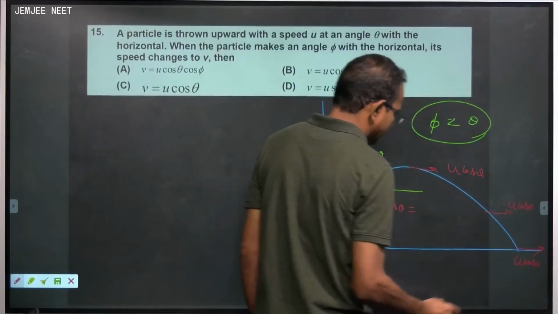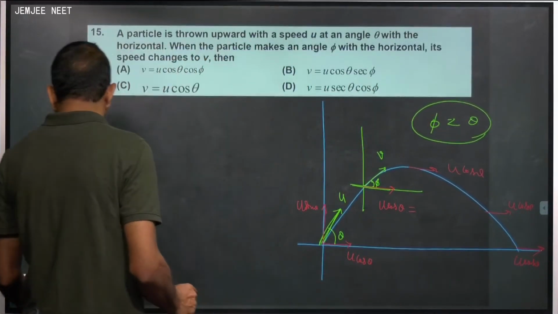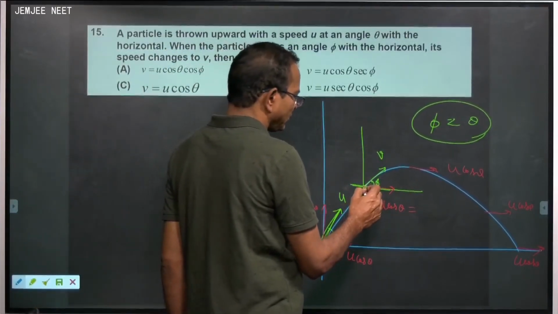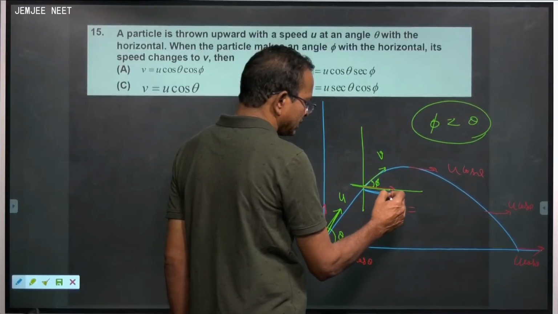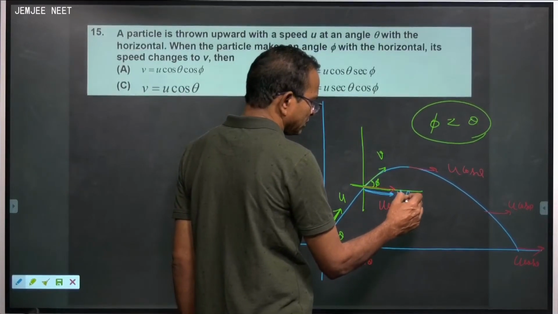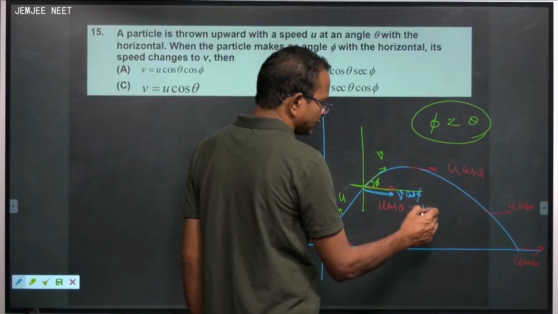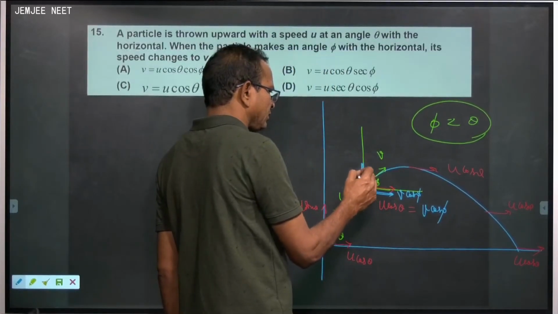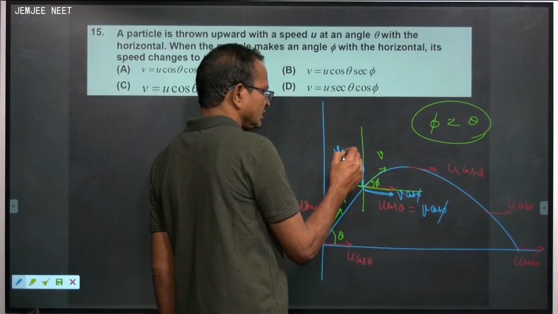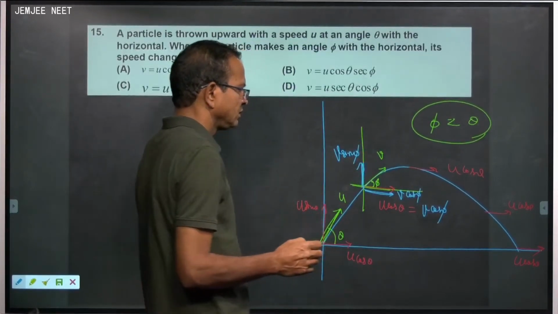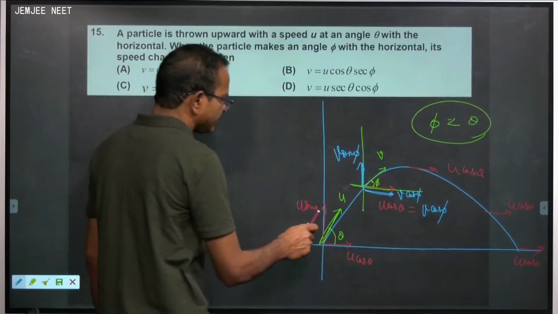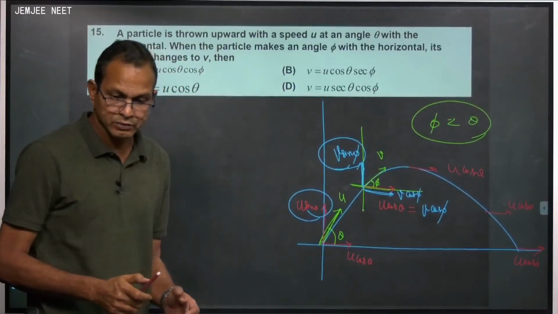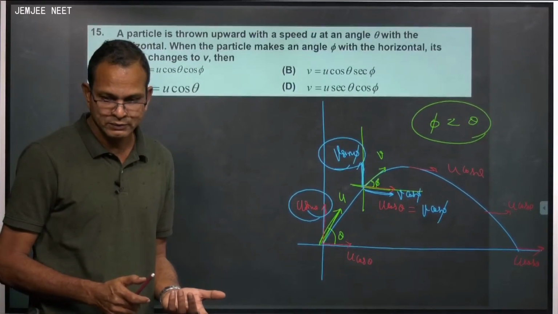Yes, sir. But when you look at this situation here, this is V. Therefore, according to the new condition, this is V cos phi. And this is V sin phi. And U sin theta. Can you say that U sin theta is equal to V sin phi? No, sir, you can't.